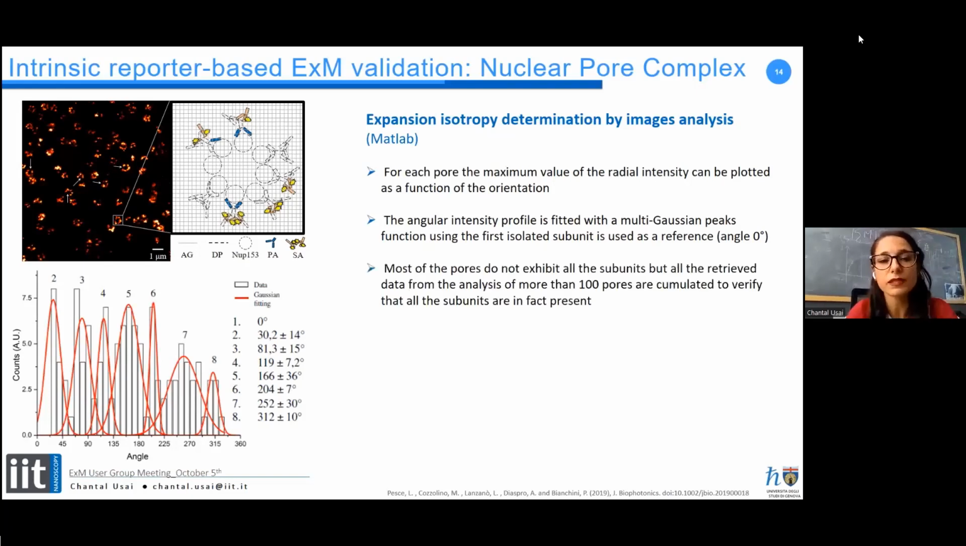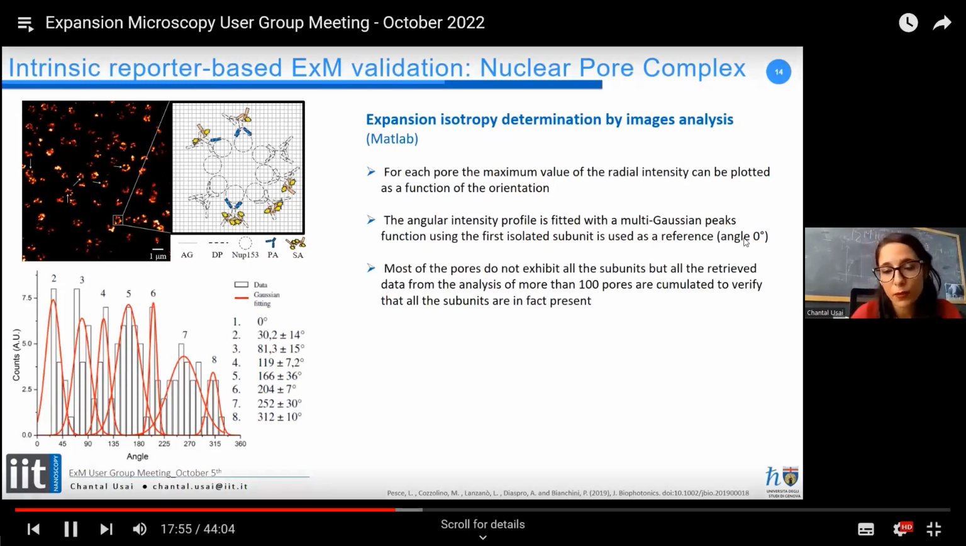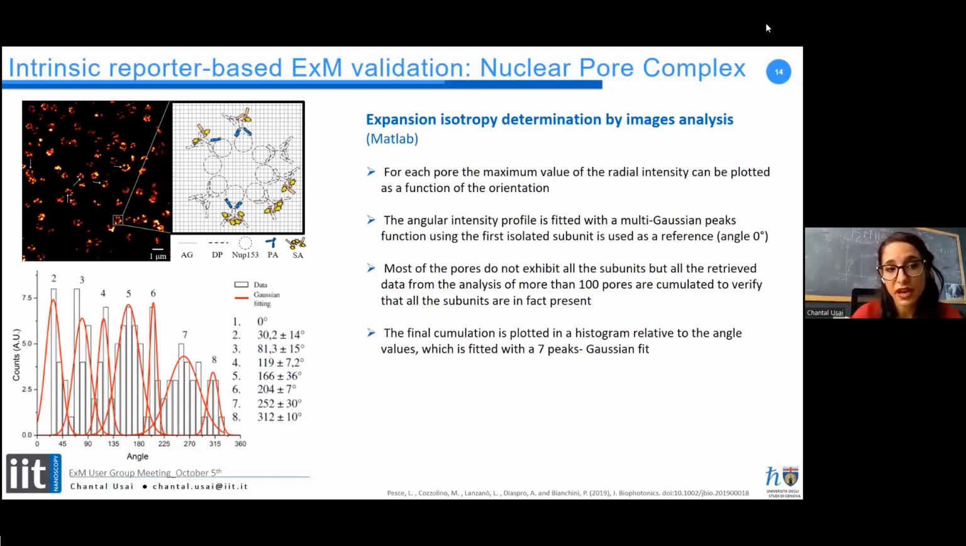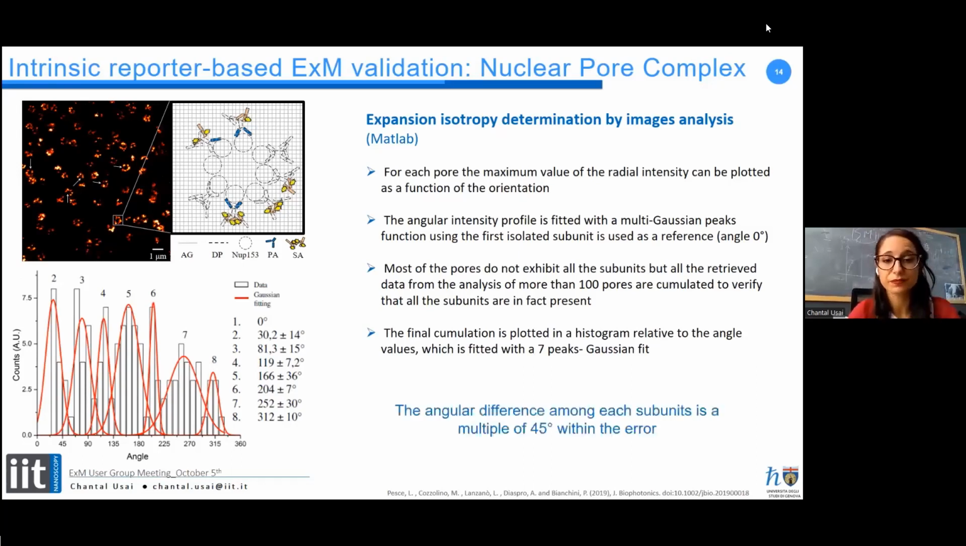Based on the statistical nature of the immunostaining protocol, we know that in most of the pores we will not have all of the different subunits immunolabeled. So this analysis was performed again on a large number of nuclear pore complex units, obtaining then all of the subunits in the cumulated data. So we can plot the final accumulation as a histogram, and then we can retrieve the angle values, which we can fit with a 7-peak Gaussian.